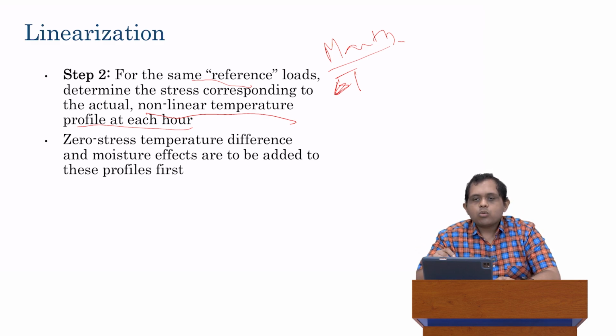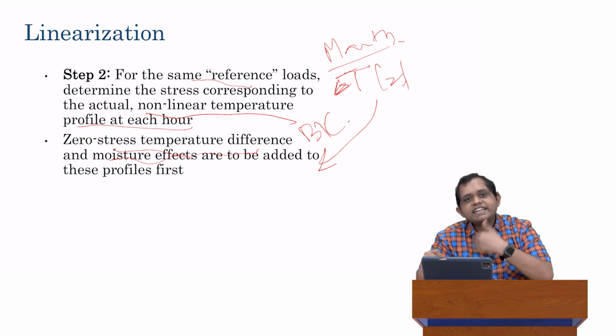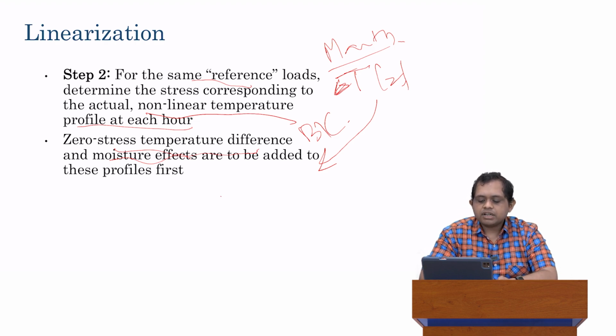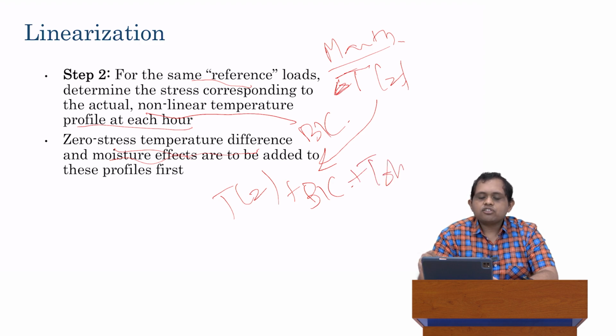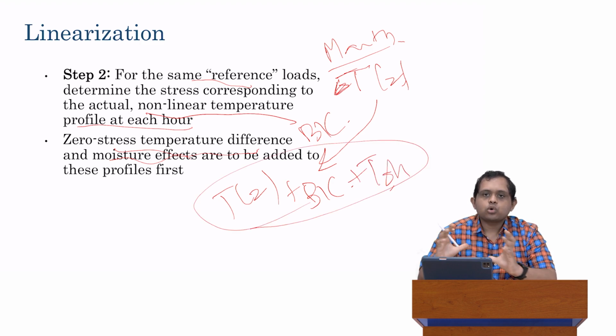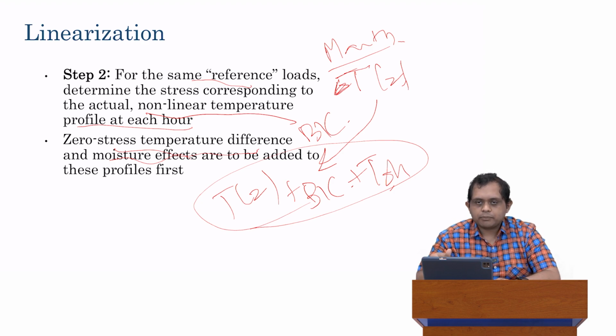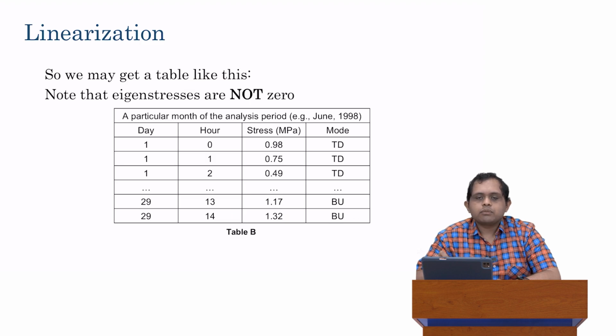We'll get to that. What's also recommended is that this actual temperature distribution T of Z also needs to take into account the zero-stress temperature difference, which was this built-in curling. So built-in curling and moisture effects need to be added to this. We might have a T of Z, which is our transient temperature distribution. EICM calculates that. To that, we add the built-in curling, whatever that distribution is. To that, we also add this TSH, which is the moisture. So this is what I mean by the total effective temperature through the pavement.